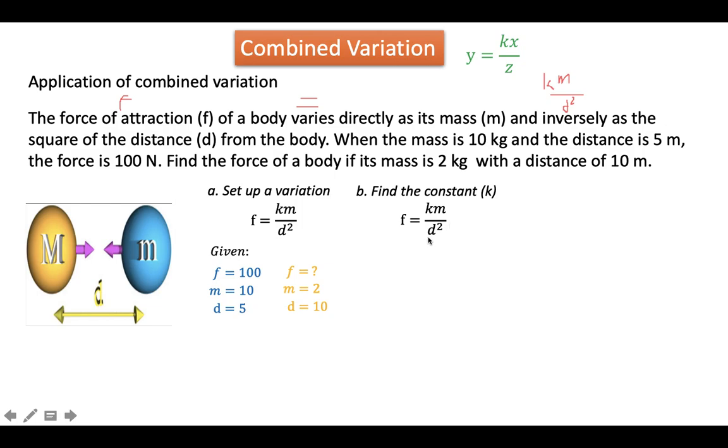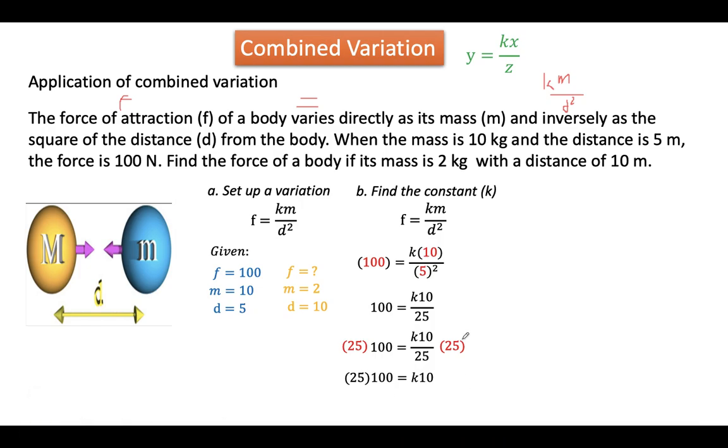So to find K, we're going to use this blue given here. Replacing F by 100, M by 10, and D by 5, then 5 squared is 25. Multiply both sides by 25, and 25 is eliminated here. So K times 10 is left. Then 25 times 100, that is 2,500. Divide both sides by 10, and K is 250.